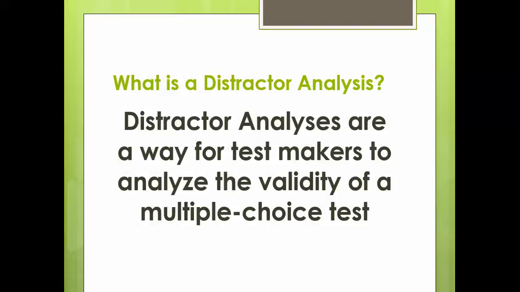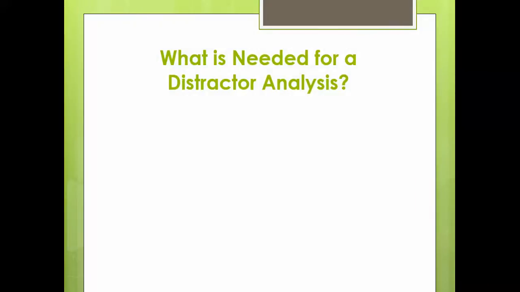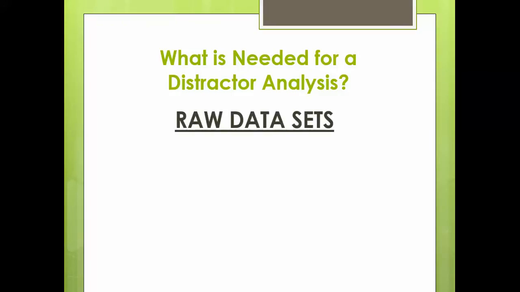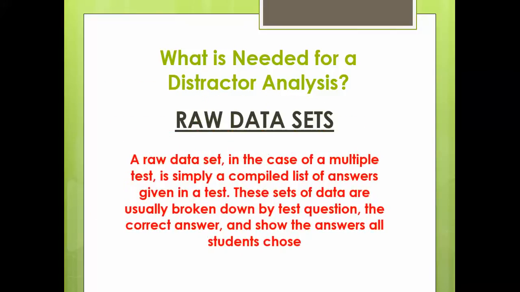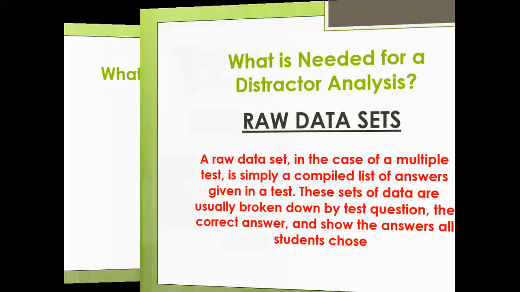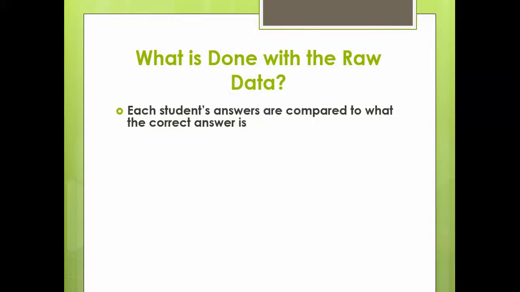What is a distractor analysis? Distractor analysis is our way for test makers to analyze the validity of a multiple choice test. What is needed for a distractor analysis? You need some raw data. Raw data is basically a big set of whoever took the test and what answers they picked. A raw data set in the case of a multiple choice test is simply a compiled list of answers given in a test. These sets of data are usually broken down by test question, the correct answer, and show the answers all students chose.